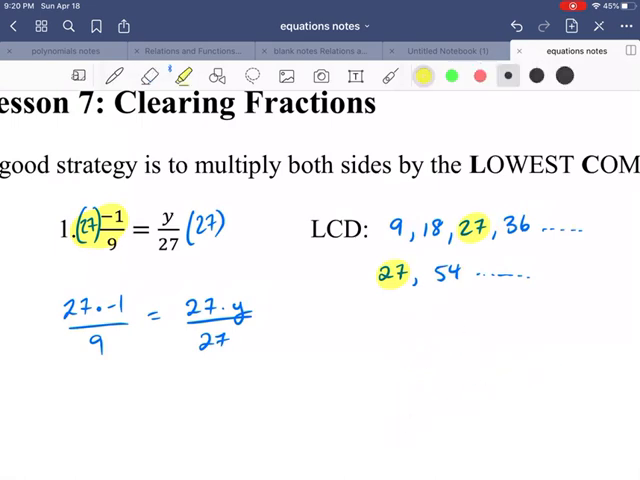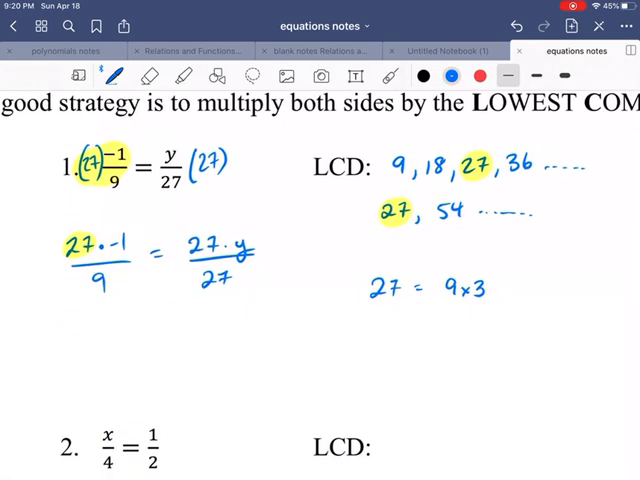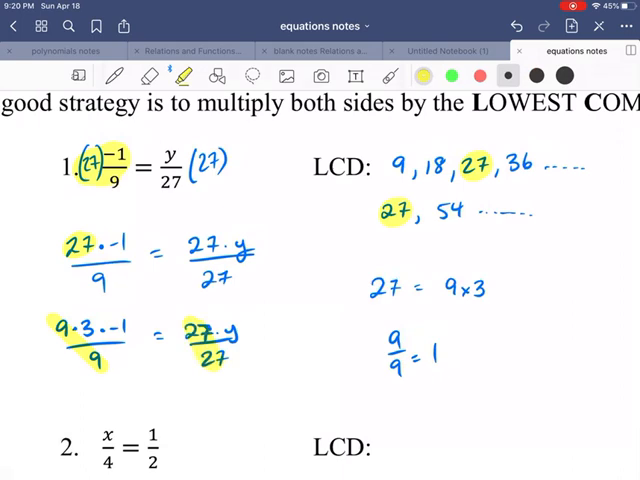Now, if I take this 27 that's here and I split that up, 27 is the same as 9 times 3. Okay, so what I'm actually going to do is change that 27 to 9 times 3 times negative 1 over 9. All right, and on the right side we still have 27 times y over 27. Well, what you might notice here is we have a 9 in the numerator and a 9 in the denominator. Well, 9 divided by 9, that's just 1. And on the right side here, we have 27 divided by 27.